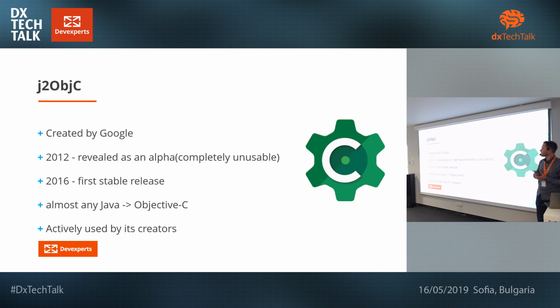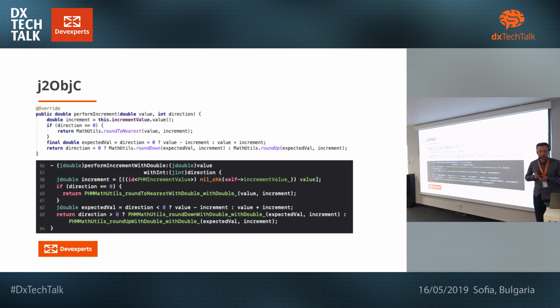The last important thing is Google writes their iOS apps using J2ObjC. Maps, Gmail, whatever, all of this uses J2ObjC to translate the code. So how it works, a simple example. We have a piece of Java code, some method, and then we receive kind of readable Objective-C code. So again, the good thing here is that you can actually read this code, and it's not a black box. You can find out what it does.